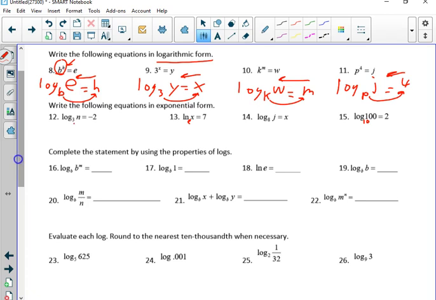Now, switch and flick. 3 to the what? Equals what? Boom. E to the 7 equals x. 8 to the x equals j. 10 to the what? 2 equals 100. And that's all you got to do.